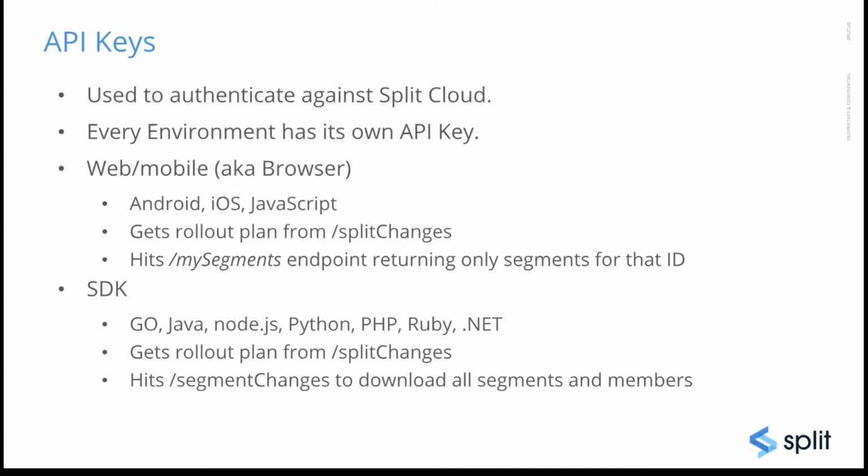We have two different types of API keys. One we issue for the web and mobile libraries, the JavaScript, Android and iOS, and the other type of SDK key is intended for the other languages.